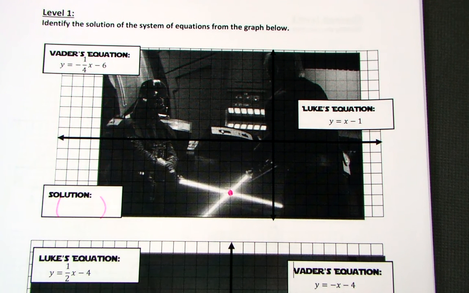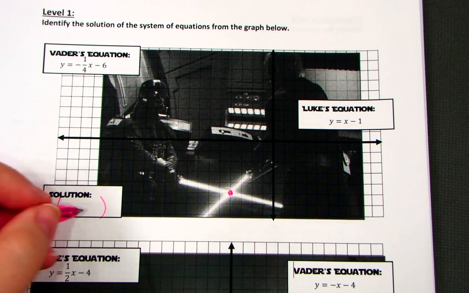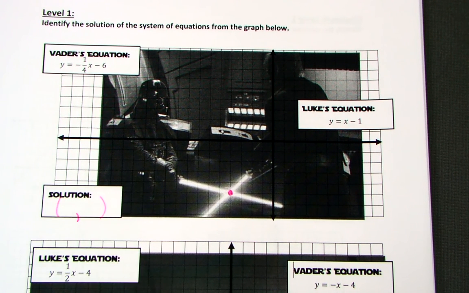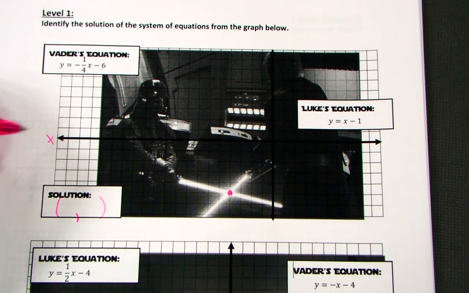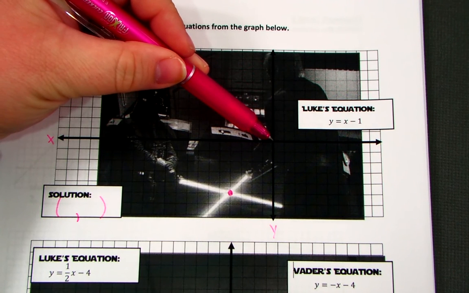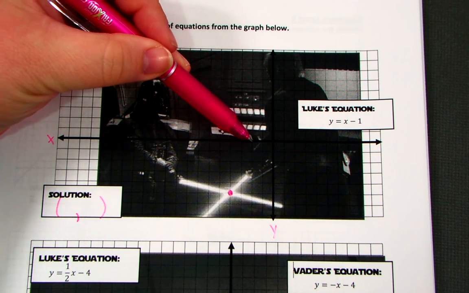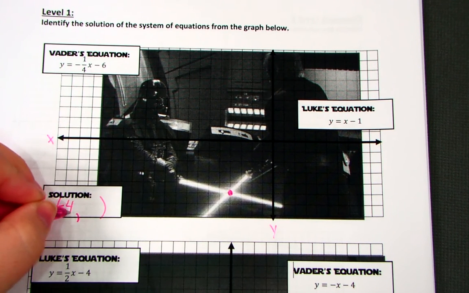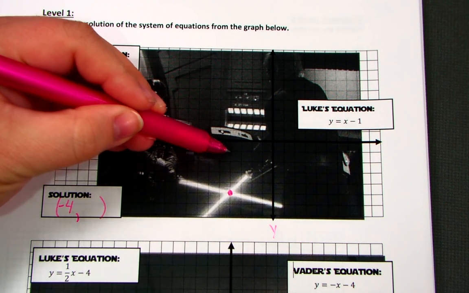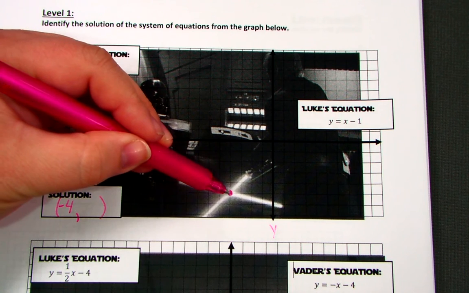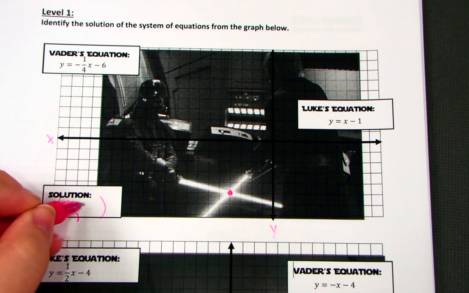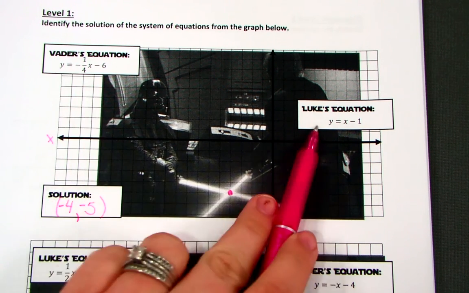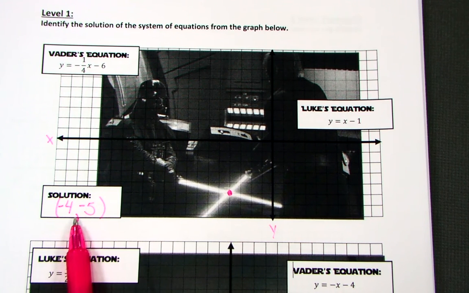Just a reminder, points have parentheses around them. There's a comma in between the two numbers. And we always name the x first. Remember, the x goes left and right. The y goes up and down. So starting from the middle, 0, 0, we're going to count 1, 2, 3, 4 to the left. That means that's negative 4. And then from here, we'll count down 1, 2, 3, 4, 5. And since we went down, that's also negative. So the solution to this system or group of equations is negative 4, negative 5.